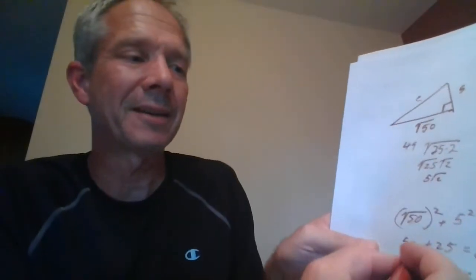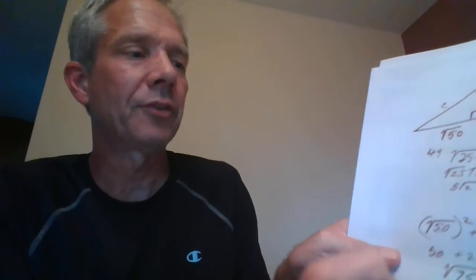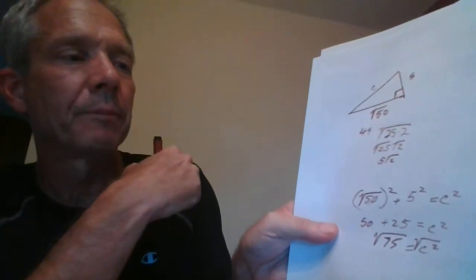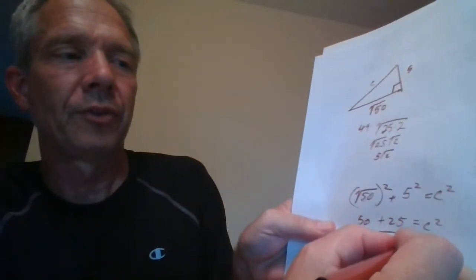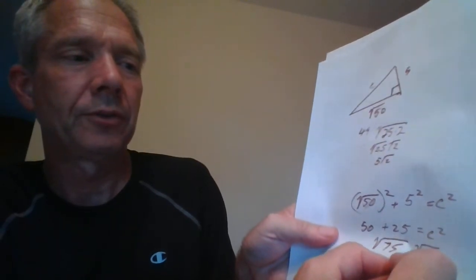That can't be 75. You've got to take the square root of both sides. So this is where sometimes you have to think, does my answer make sense? Because you can stop too early. Okay, the square root of C squared is just C.